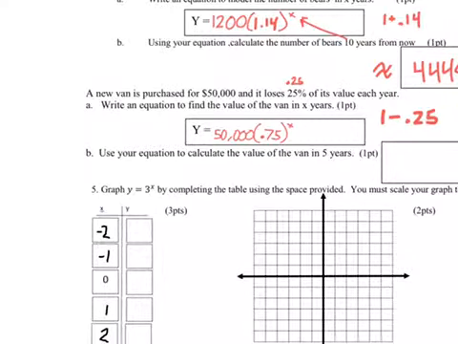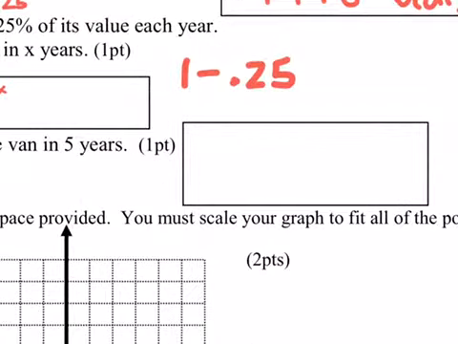And then once again, when we go to evaluate this, we plug it in on the calculator and we raise it up to the 5th power for year 5 and get the value of the van to be $11,865, approximately.